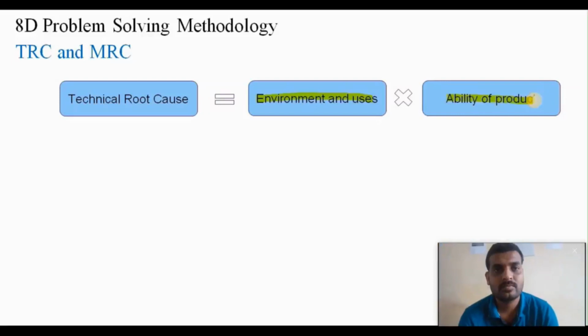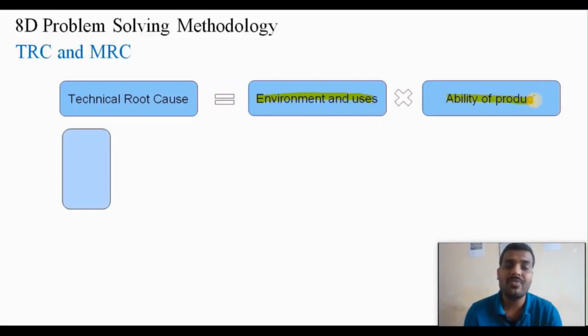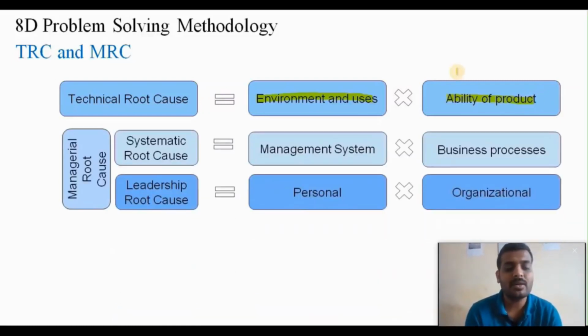So this managerial root cause consists of a systemic root cause and a leadership root cause. The systemic root cause is due to the management system or business processes. For example, the management system is nothing but the specification for the product or processes, then FMEA. For business processes, examples are control charts or work instructions. If those control charts or work instructions are ambiguous or not created, or those are misleading, then also there is a chance of defect or non-conformity.